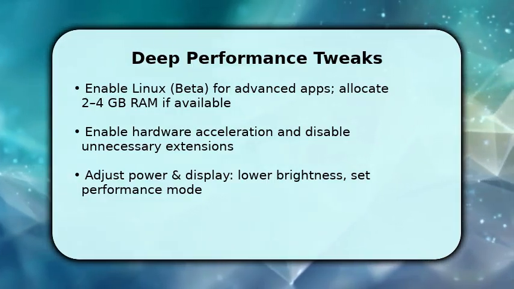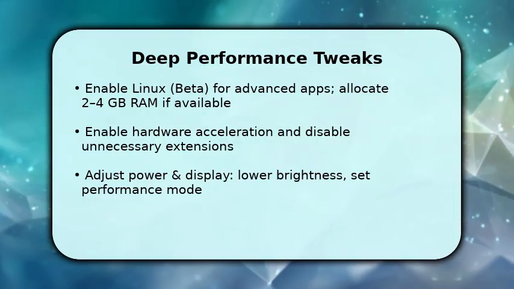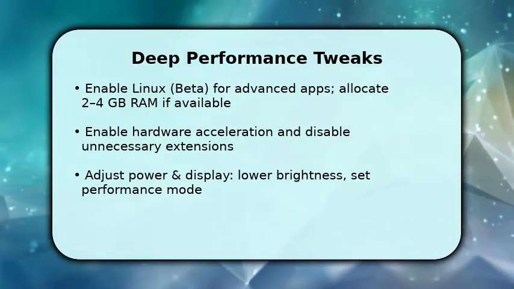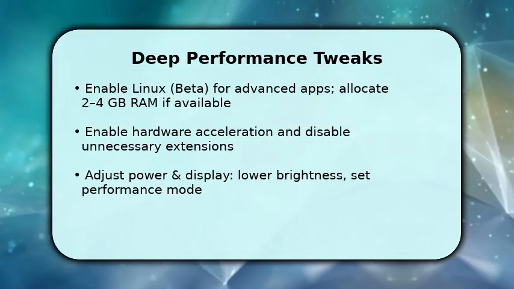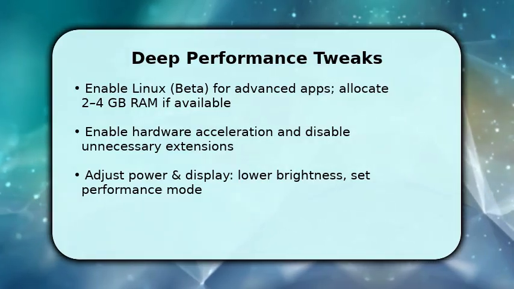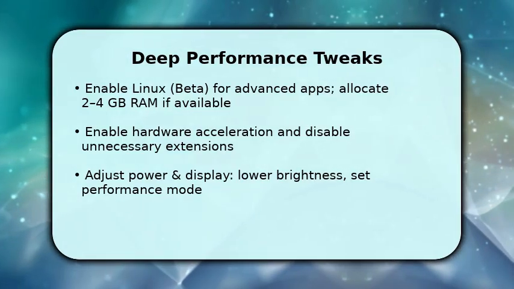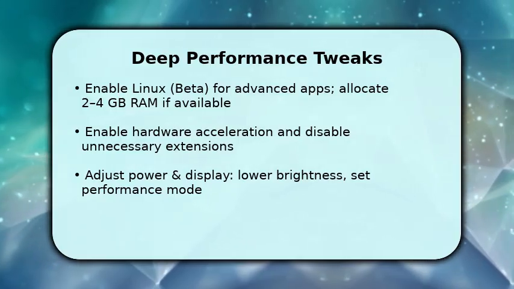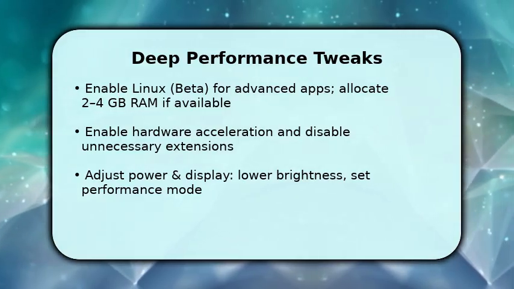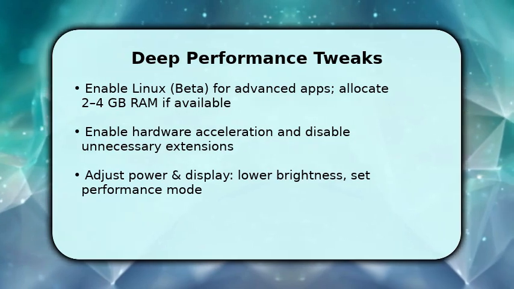Then, enable hardware acceleration in browser settings and systematically disable or remove unused extensions to reclaim CPU cycles. Finally, tweak power and display settings, lower brightness. Choose performance mode when needed. Because these changes finish by validating changes and cleaning up.